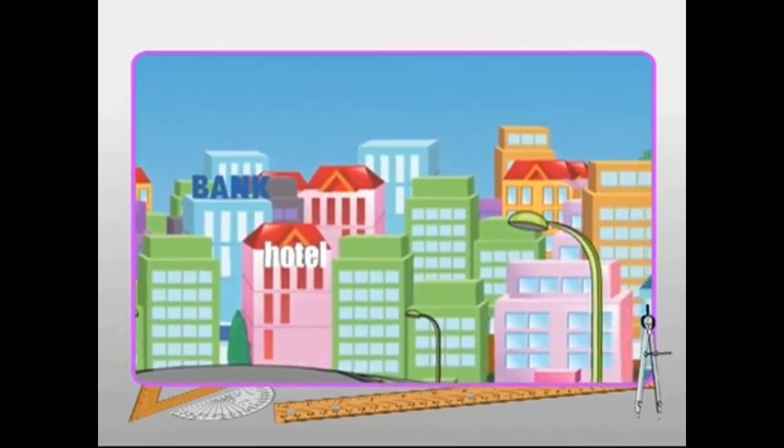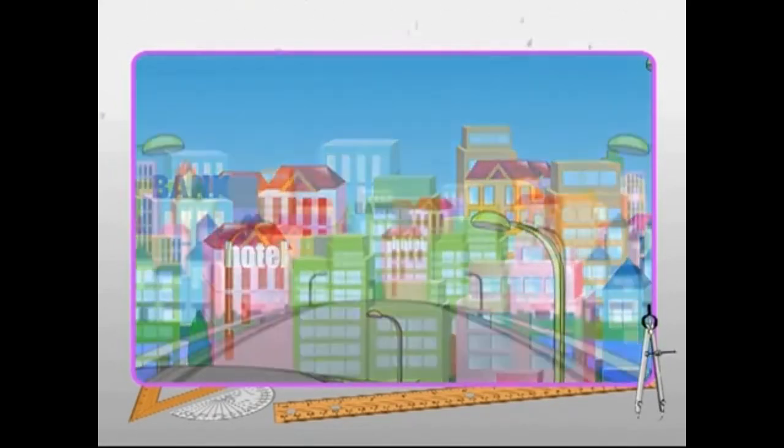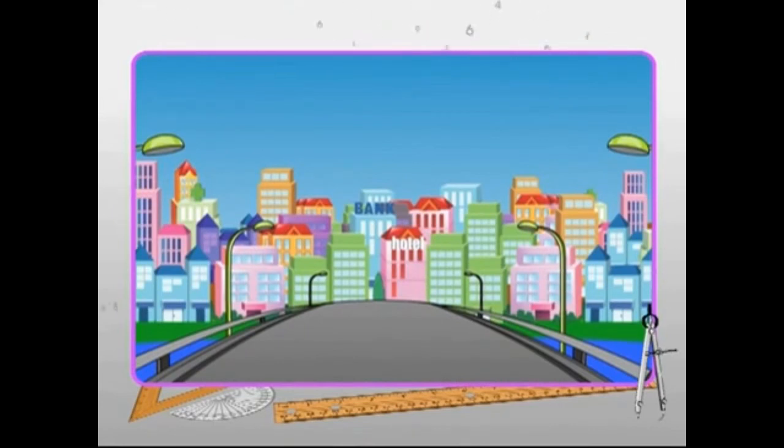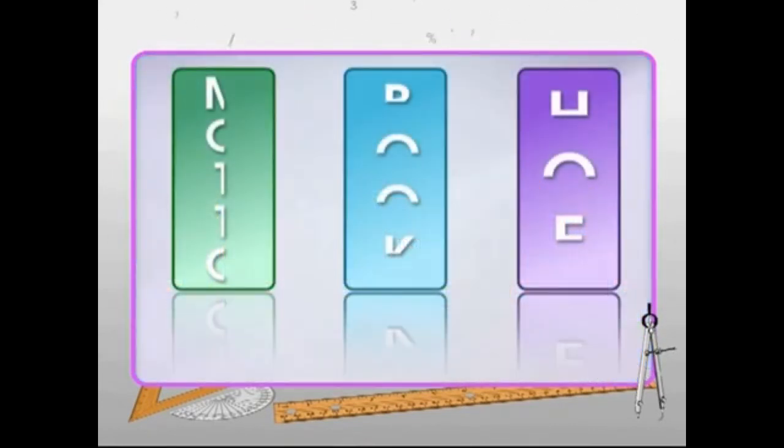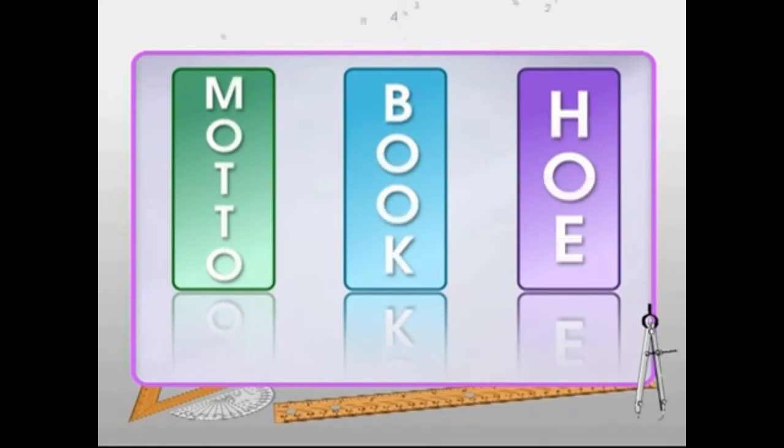The human mind uses symmetry to help it see hidden things. Since an object has symmetry, you don't have to look at the whole thing to know what you're looking at. Using this, let's complete these hidden words. Using symmetry, the words are motto, book, and hoe.